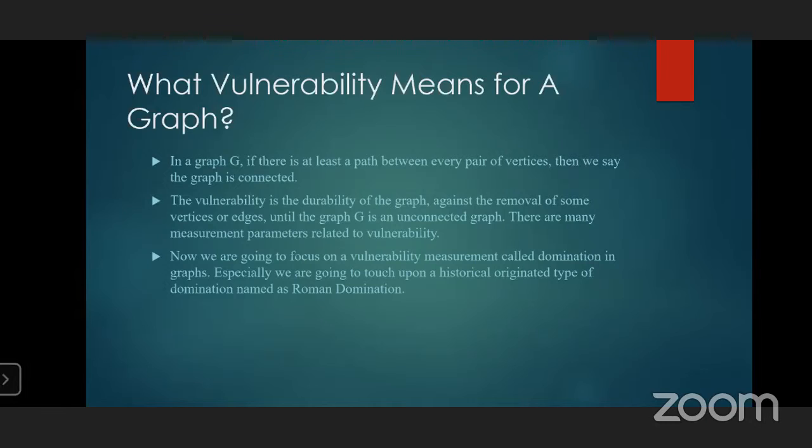The vulnerability is the durability of the graph against the removal of some vertices or edges until the graph G is an unconnected graph. Now we are going to focus on a vulnerability measurement called domination in graphs. Especially, we are going to touch upon a historically originated type of domination named Roman domination.